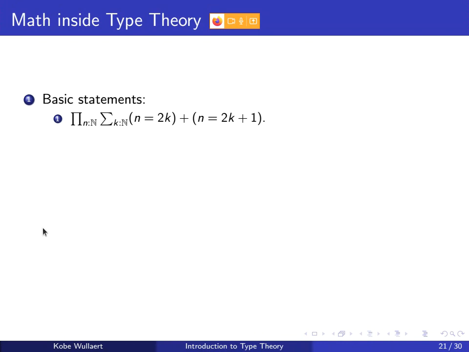But this is how you would write this down in type theory, because you would say that this proposition or this type holds if it is inhabited. And so if you have a term of this type, you have a proof of this statement.